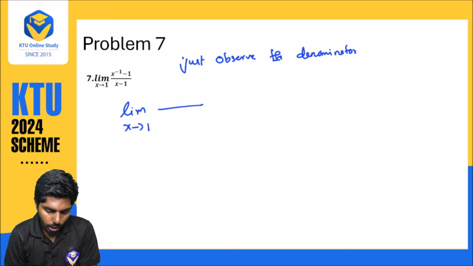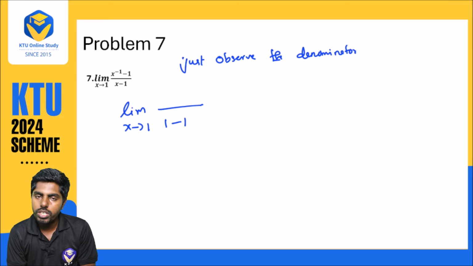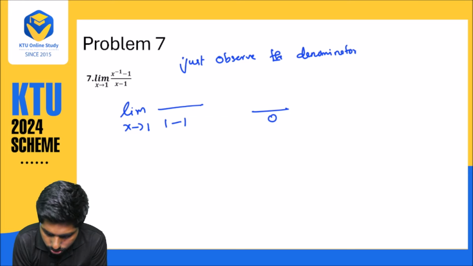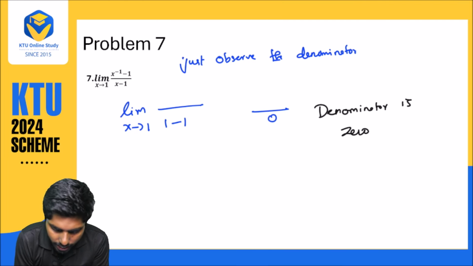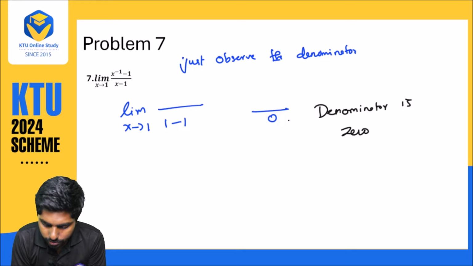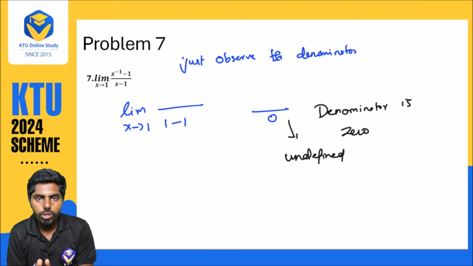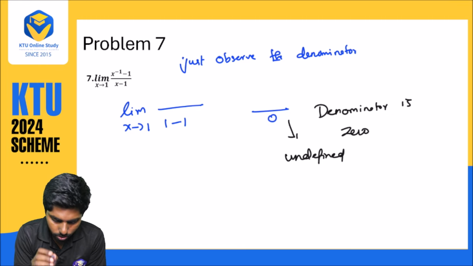Okay. So now x approaches 1 means denominator you just see 1 minus 1. 1 minus 1 is what? 1 minus 1 is 0. That means denominator is 0. Denominator is 0 means what? It is undefined. So this is undefined. So what is the thing we want to do? Either we want to do simplification or conjugate multiplication. So just we will do the simplification process first.